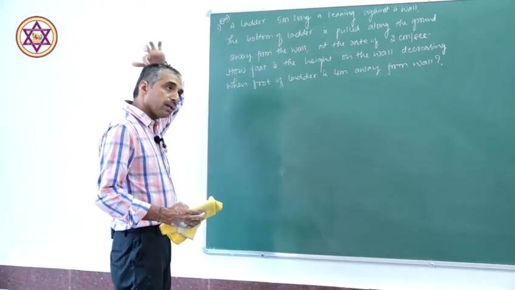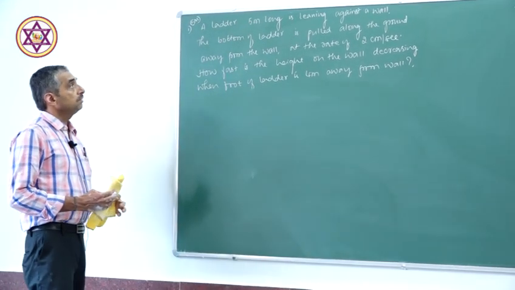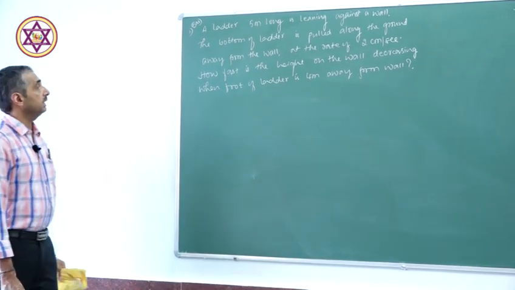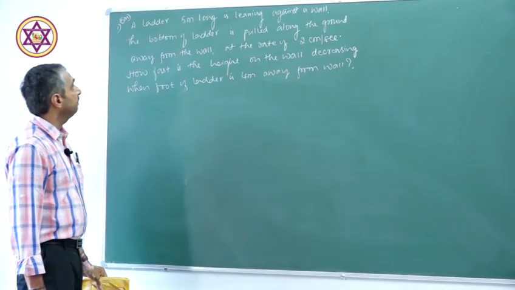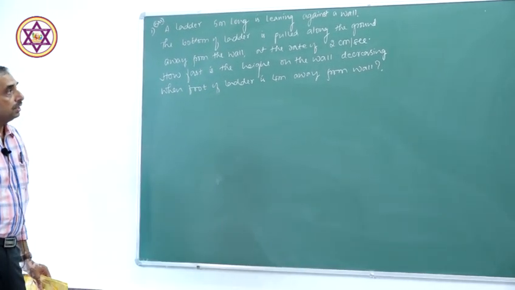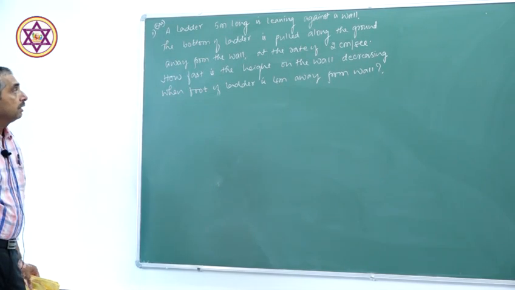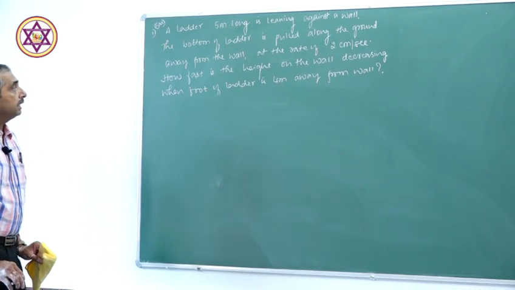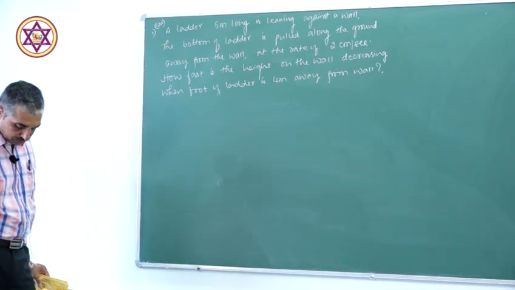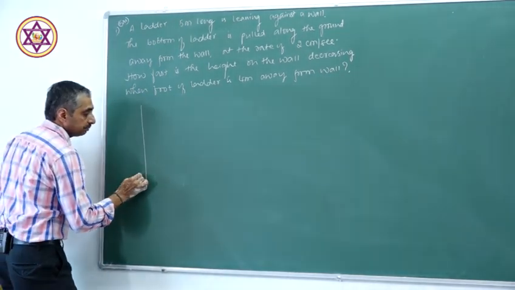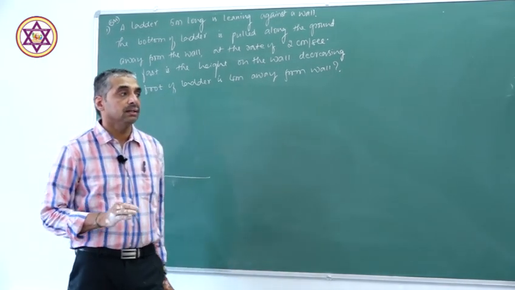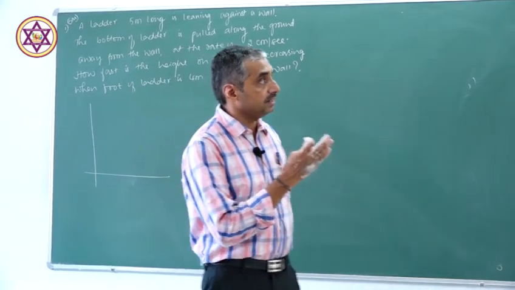This is the 5-mark question. A ladder 5 meter long is leaning against a wall. The bottom of the ladder is pulled along the ground away from the wall at the rate of 2 centimeter per second. How fast does the height on the wall decrease when the foot of the ladder is 4 meter from the wall? I think you have seen this, the ladder which is always rested against a wall and on the floor.